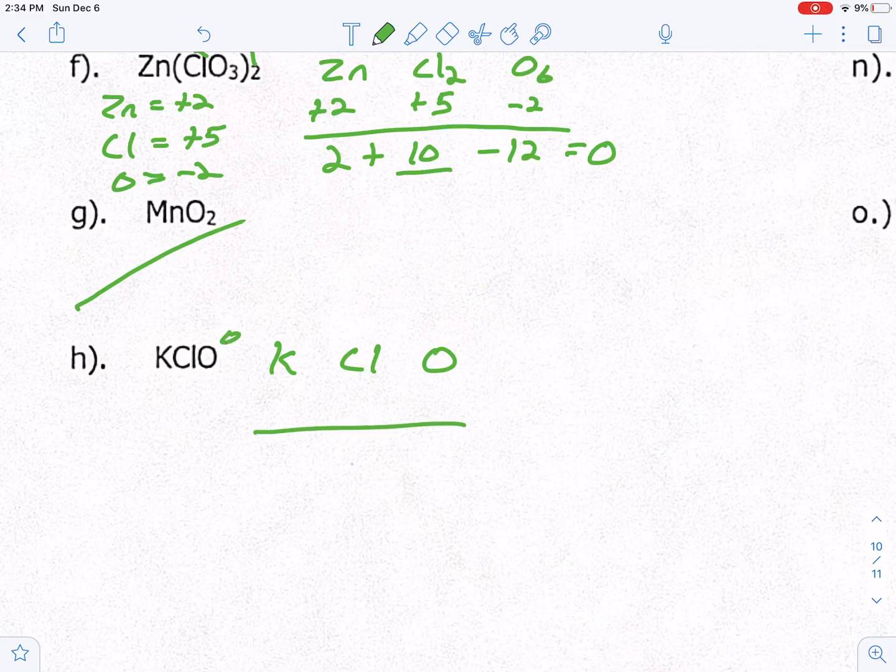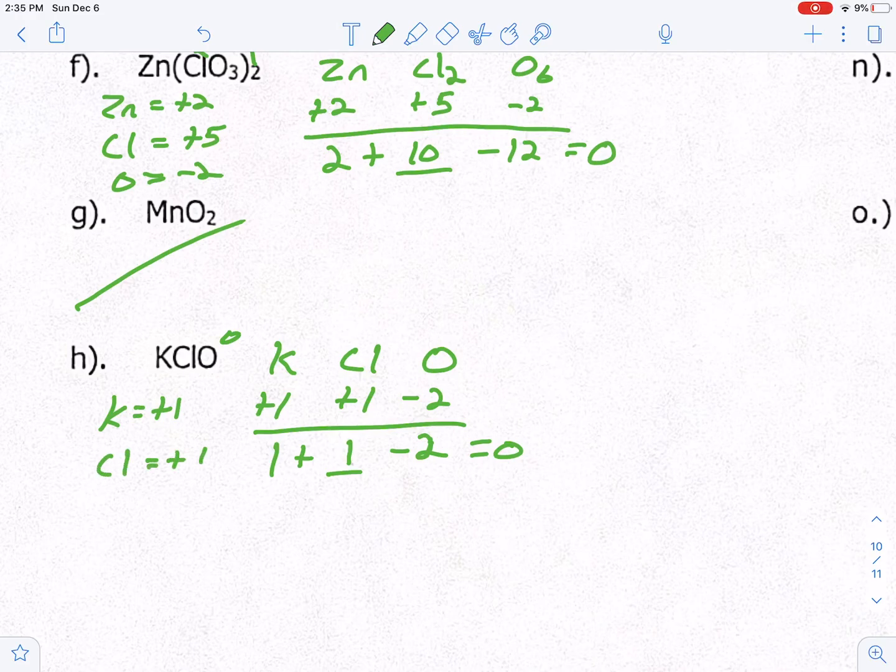There's no charge, so I'm going to set that equal to 0. Start with oxygen. Oxygen has a charge of -2, and there's only 1. So that's going to be -2. Then I'm going to go over to potassium. Potassium has a charge of +1, and since there's only 1 of them, that means a charge of 1. So 1 plus blank -2 equals 0. Well, 1 plus 1 minus 2 equals 0. There's only 1 chlorine, so that chlorine has to have a charge of +1. So K equals +1, Cl equals +1, and O equals -2.